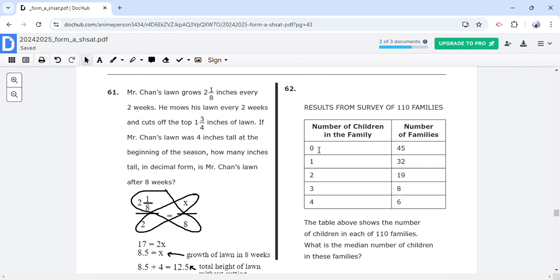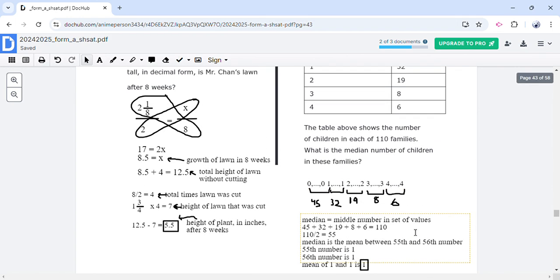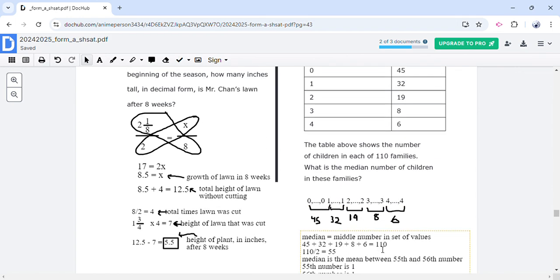For number 62, it says the table above shows the number of children in each of 110 families. What is the median number of children in these families? So we have a chart that says the number of children in the family, and it shows the number of families with that many children. The median is basically the middle number in a set of values, and we have 45 families with 0 children, 32 families with one child, 19 families with 2 children, 8 families with 3 children, and 6 families with 4 children.